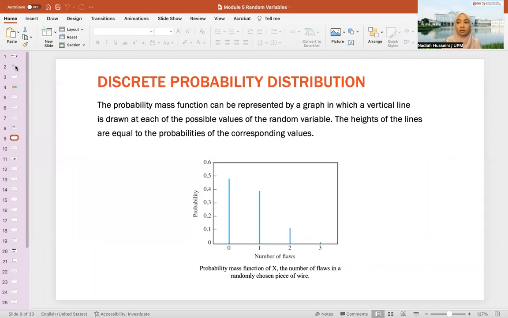Instead of saying there are two flaws on this paper and the probability is blah, blah, blah, we just say the random variable x is equal to 2. And I immediately know that it's referring to the number of flaws that I'm observing on the paper. We've gone over a lot of examples before. You can go over those again. Basically, a random variable is just assigning a number to a probability. So that's the concept here.